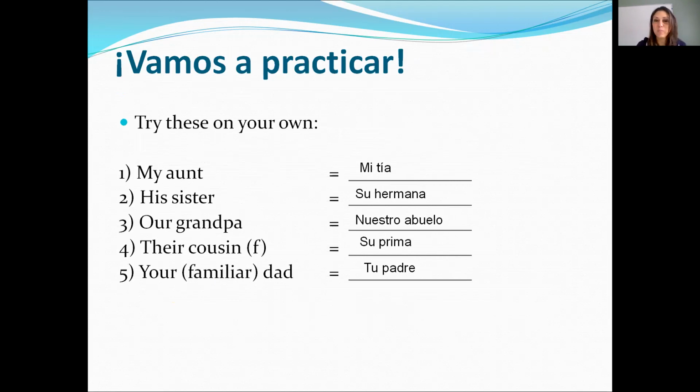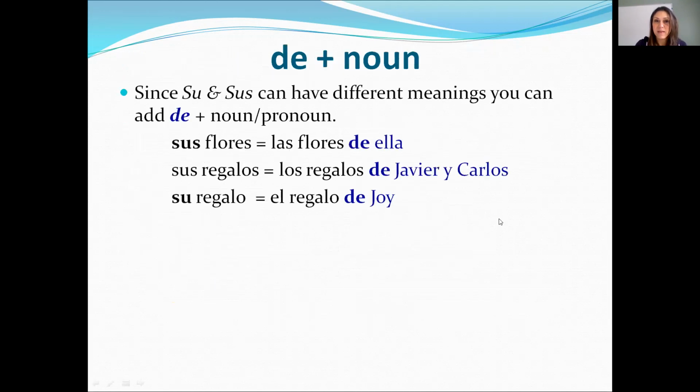Tu padre. Tu padre. Yes, tu padre. Okay, good job. Now, let's look at de plus a noun. Since su and sus can have different meanings, you can add de plus a noun or pronoun to give clarity.